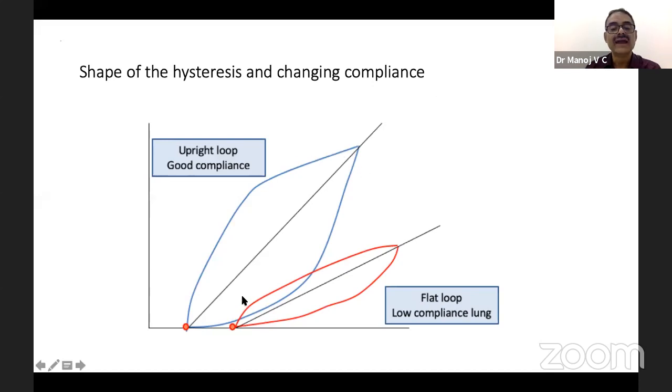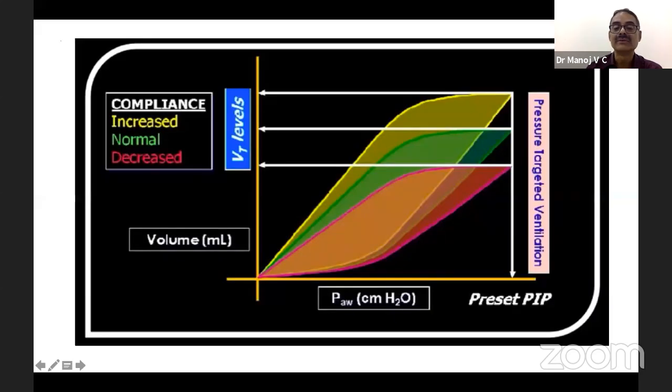So if you imagine the hysteresis or the pressure volume loop to be a penguin, the penguin is sleeping when the compliance is low, and the penguin is standing when the compliance is high. So flat loop, low compliance, because higher pressures are resulting in only lower volume. Whereas when the loop is upright, lower pressures are resulting in higher volume. So this is depicted here.